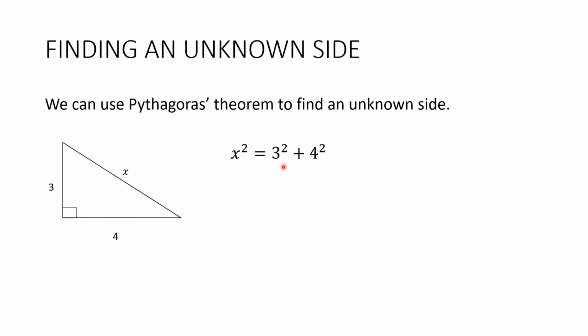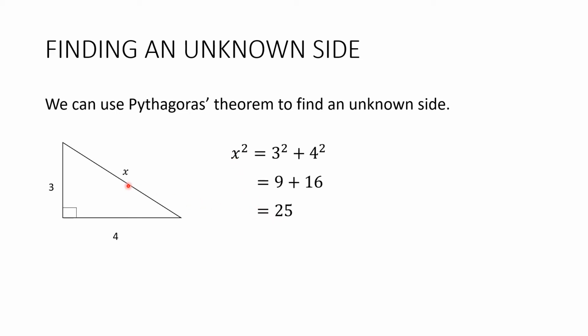Remember, order is not important here. Now our next line is to work these two out. So 3 squared is 9 and 4 squared is 16. Now we're going to add those two together. 9 plus 16 is 25. So we're left with x squared is equal to 25.